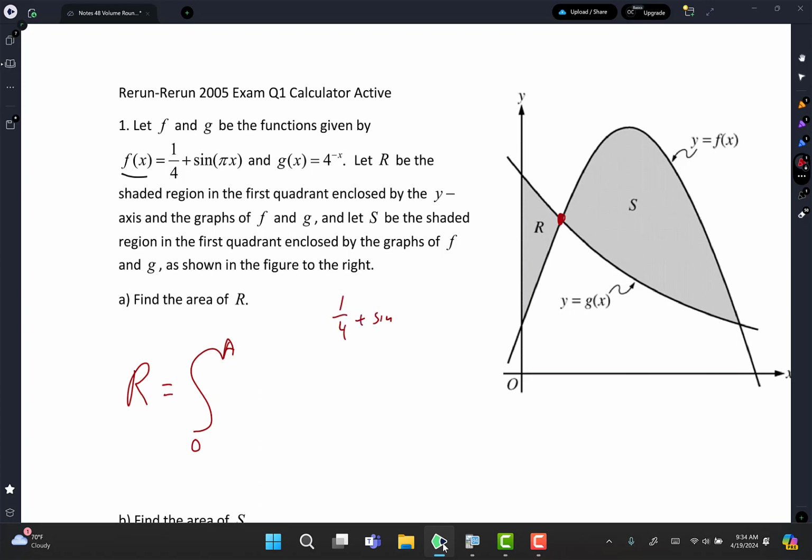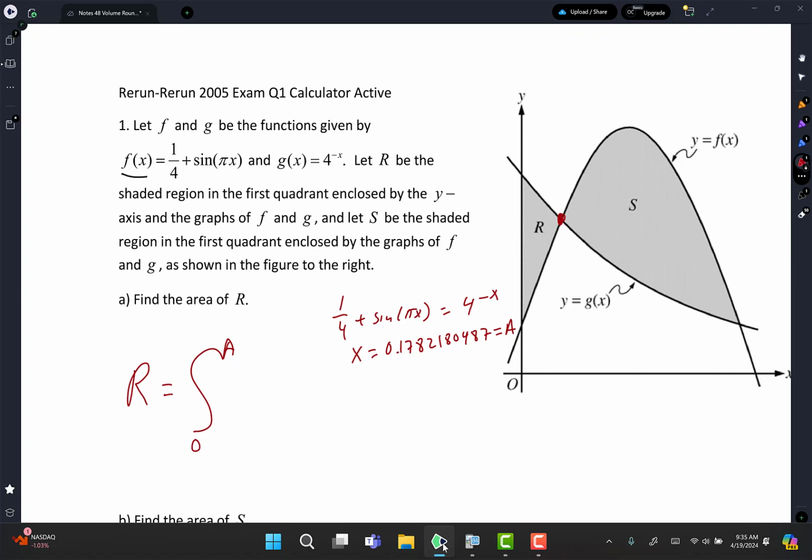1/4 plus sine pi x equals 4 to the negative x. Do I have to show them any arithmetic on this? No. You just say, where are they equal? They are equal at 0.1782. Give me as many digits, 180487. And then I call this what? A. You can either put an arrow or your equal sign, equal A. And there it is. I got full credit now, and I go 0 to A. Now they see what A is.